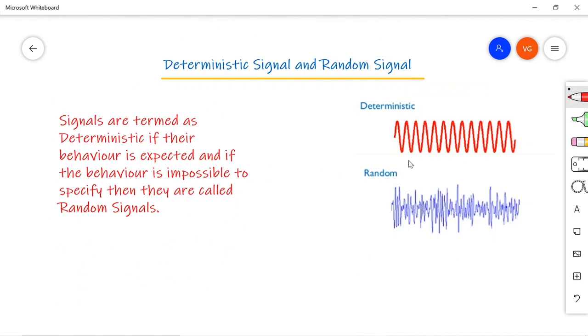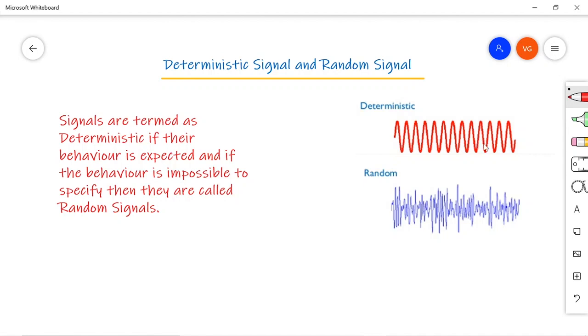Now coming to deterministic and random signals. Signals are defined as deterministic if their behavior is expected, and if the behavior is impossible to specify, then such type of signals are known as random signals. This is the first signal. Suppose if you are drawing 4 sine waves and you're left with, then the remaining part of the signal can be estimated and can be drawn. Such type of signals we call deterministic signals.